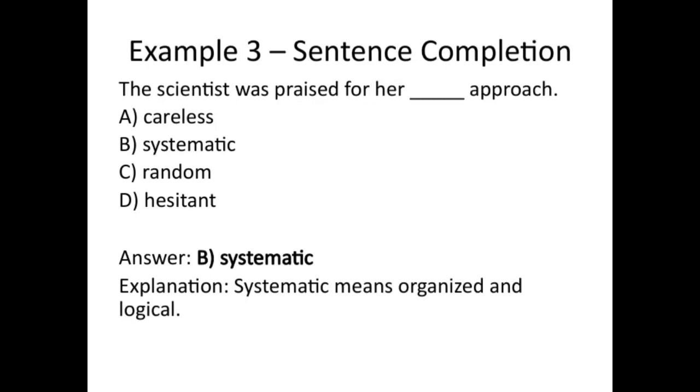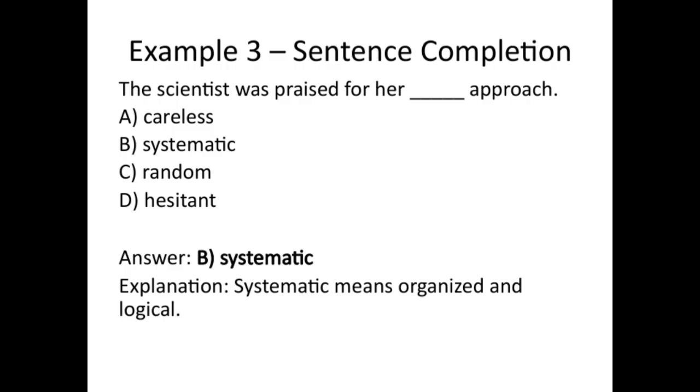Let's take a look at this sentence. The scientist was praised for her approach. Now, the options are careless, systematic, random, and hesitant. When we think about a scientist being praised, it's usually for their careful and organized method. So, which one of these options best fits that description?